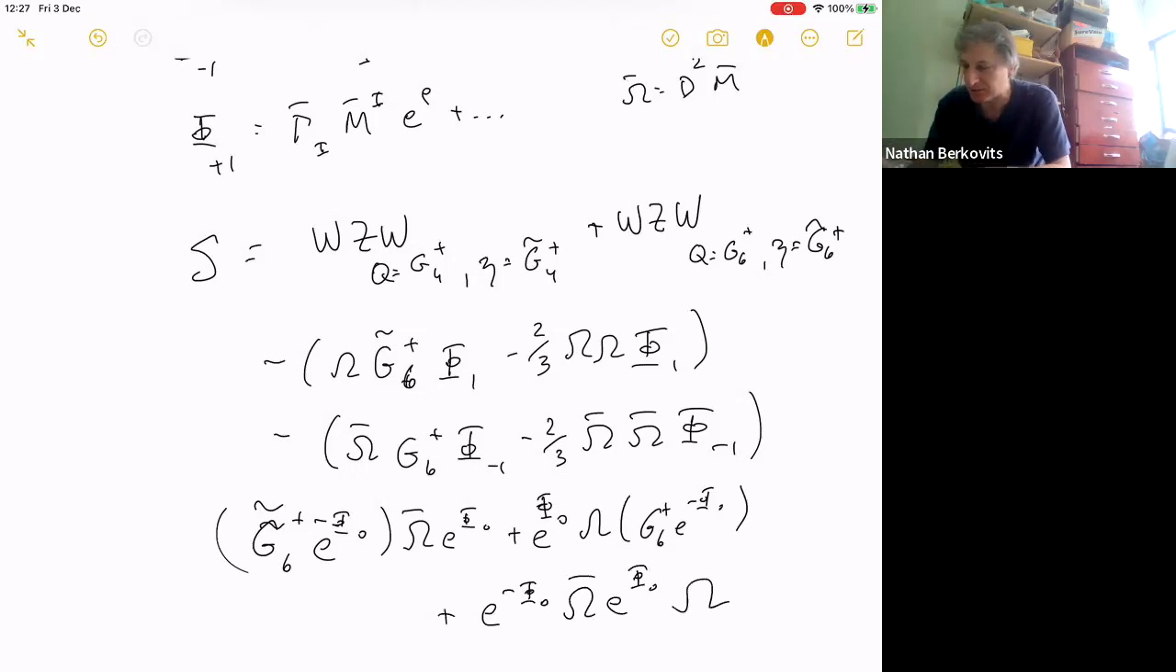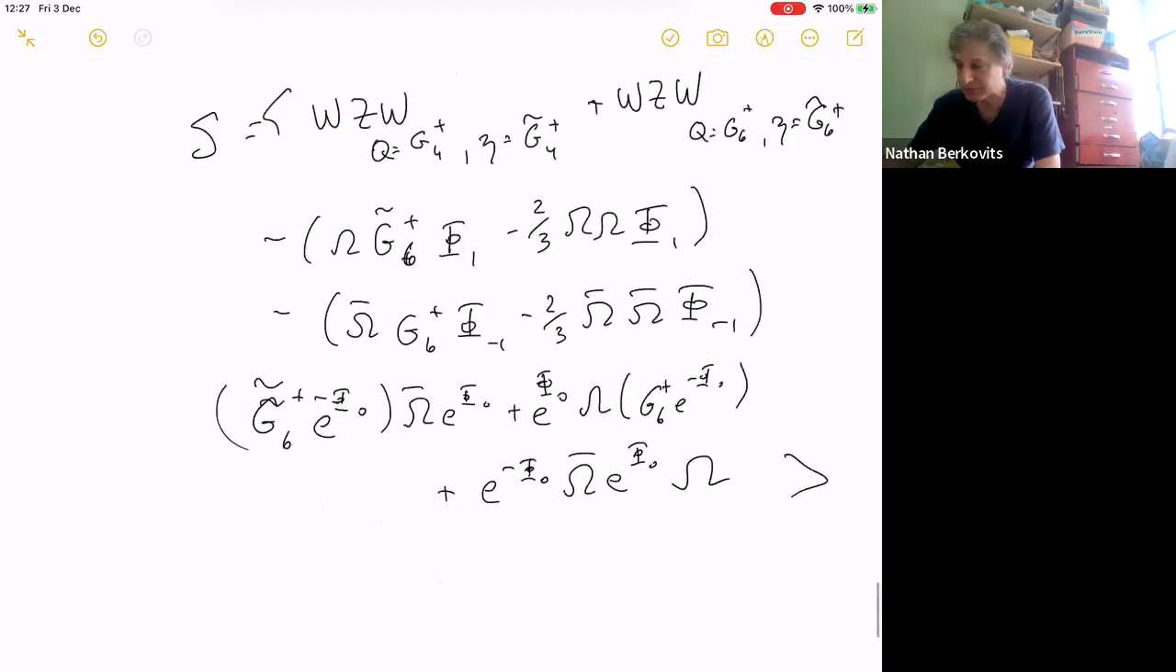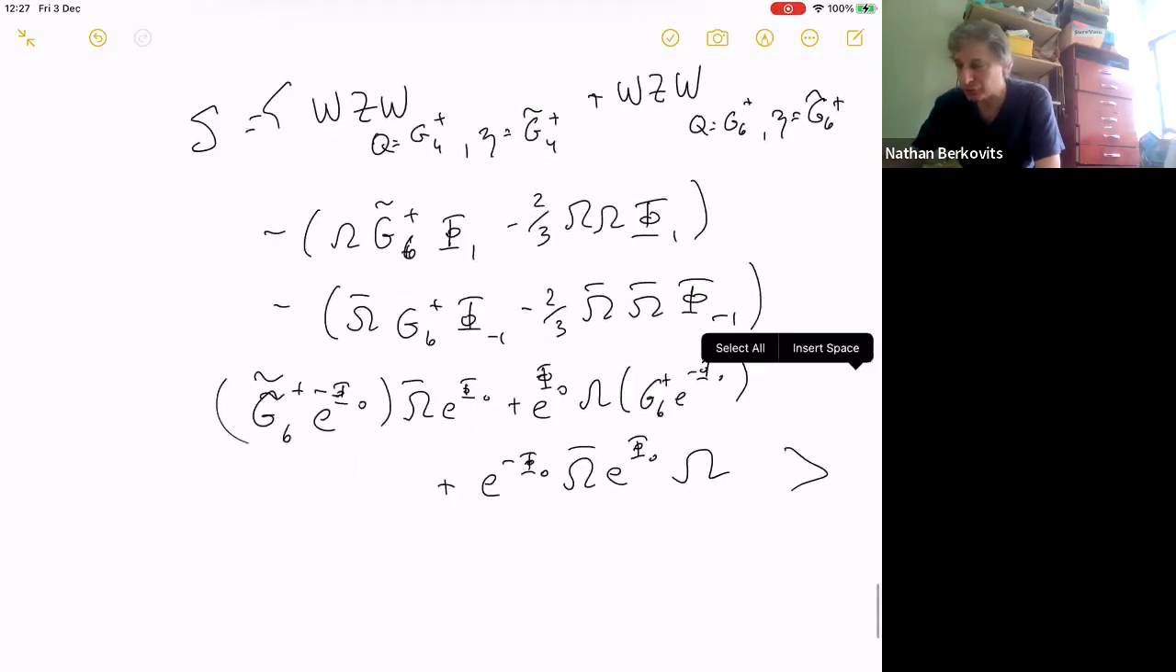Okay, so this is the complete action. It's the sum of Wess-Zumino-Witten terms, two Chern-Simons-like terms, and then finally an interaction term which couples the Calabi-Yau degrees of freedom with the 4-dimensional degrees of freedom. Okay, so that's essentially all I had to say.